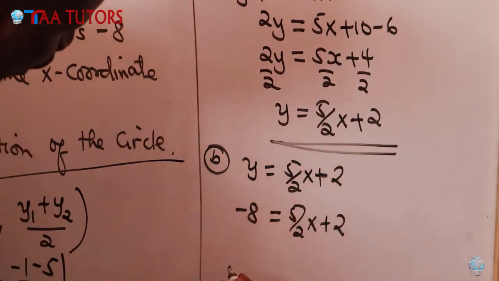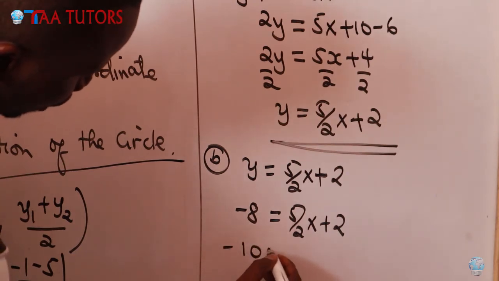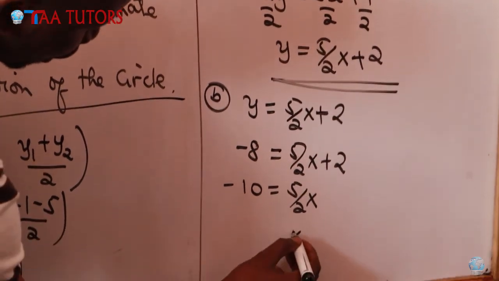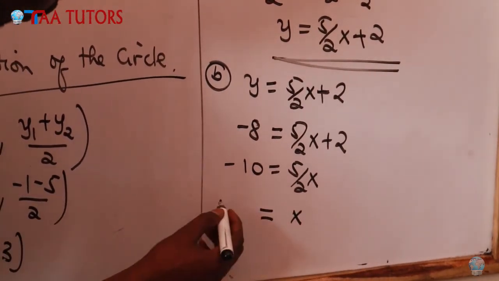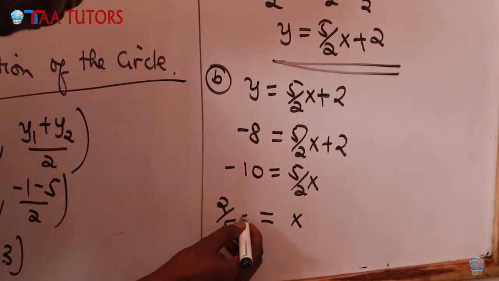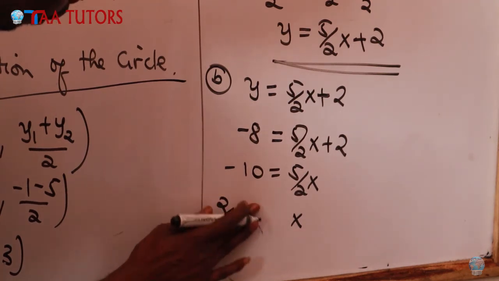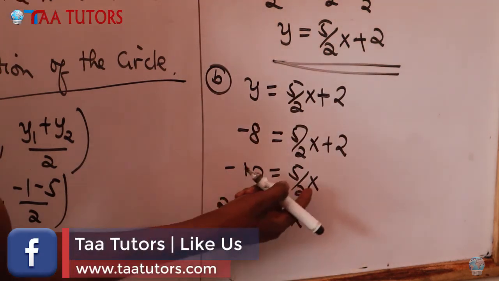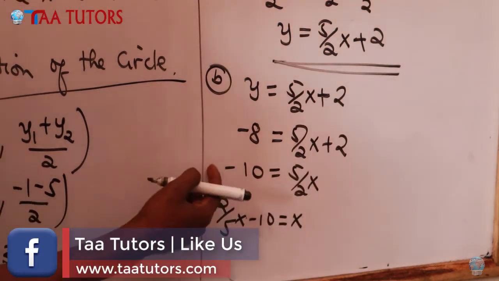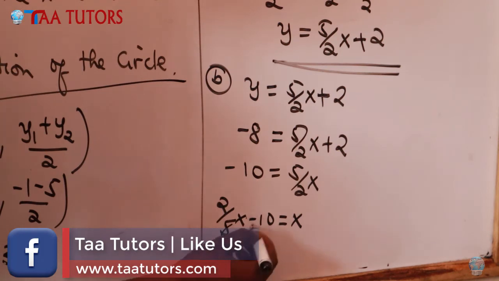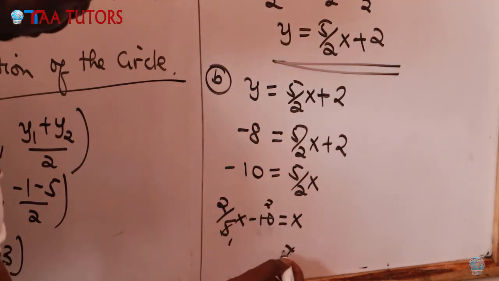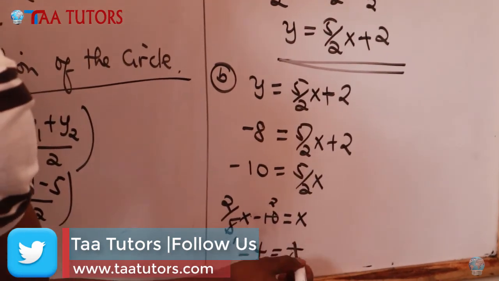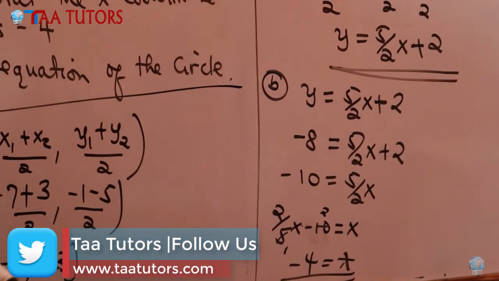Let me bring 2 here, which will be -10 equals 5 over 2 x. So for me to find x, I will say it is 2 over 5 times -10. What am I doing? I'm actually multiplying by the reciprocal, 5 over 2. So 5 here 1, here 2, x equals -4. So we have actually shown that the x coordinate of the center is -4.